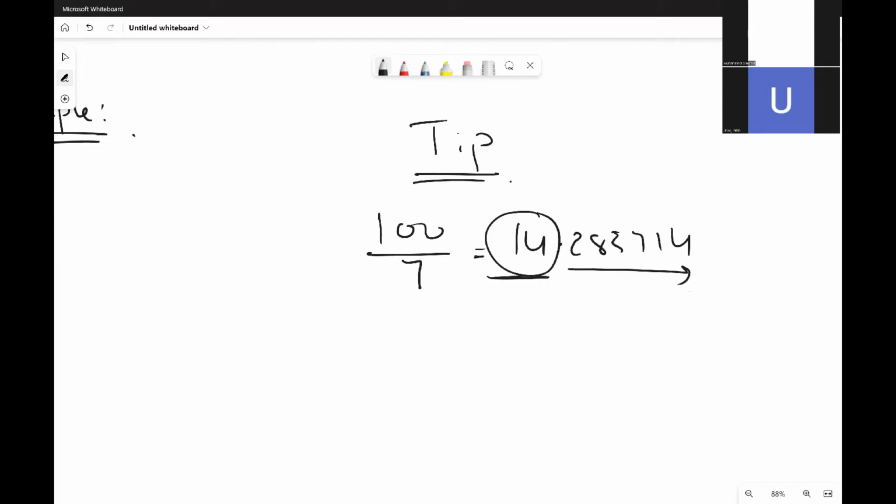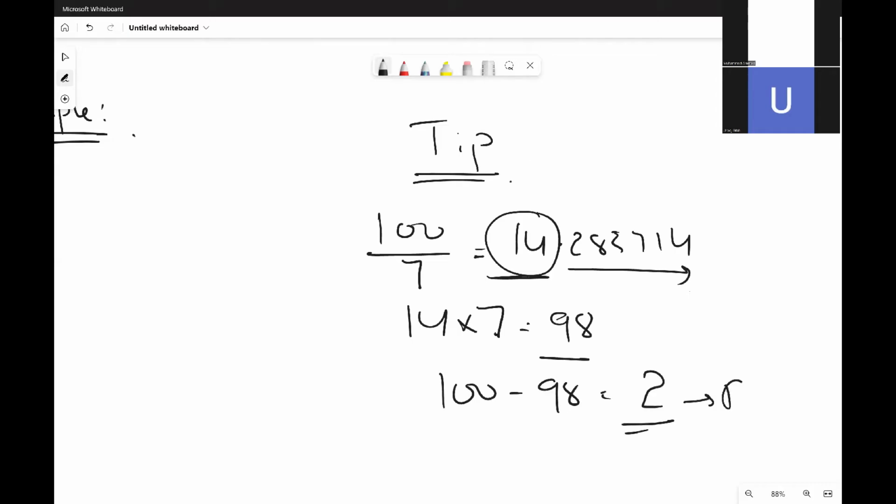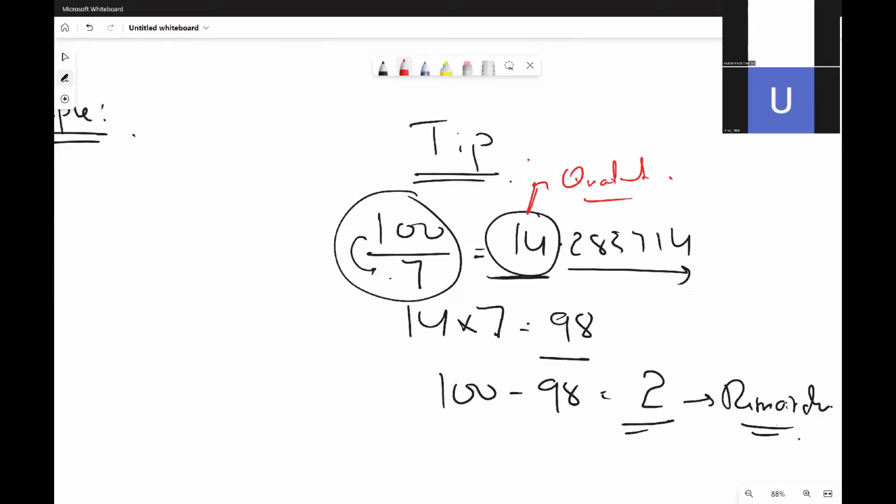You start to multiply the quotient with the divisor. 14 into 7 कर देंगे. Answer जगह 98. You subtract the answer from 100. जो आपका answer आएगा, this is the remainder. So this small calculation will help you to find remainders using calculators. Again, if you're given a value, this is the number that's divided by 7. The answer is 14.283714. Now 14 is the quotient. ये तो आपको पता लग गया, ये तो quotient आ गया है. But what's the remainder? वो हमें नहीं पता. So you multiply the divisor and the quotient, you get the answer. Subtract that answer from 100, जो answer आएगा, that will be the remainder.